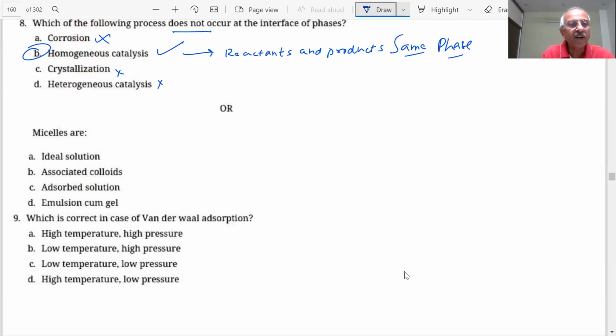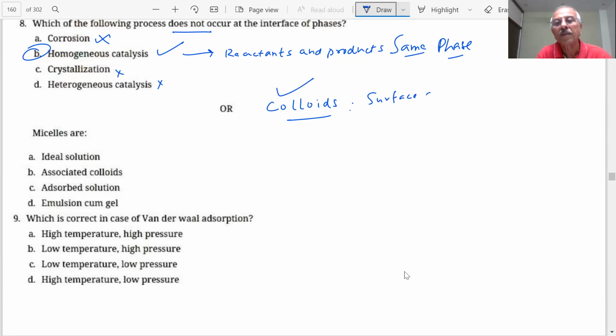Next question is coming, students. Micelles. Where did we read this? Micelles, students. When we talked of colloids, students, colloids is a very important topic. There will be questions in the paper from surface chemistry. In surface chemistry, we discussed that there are different types of colloids. What are the different types of colloids? You have been told about macromolecular colloids and associated colloids.